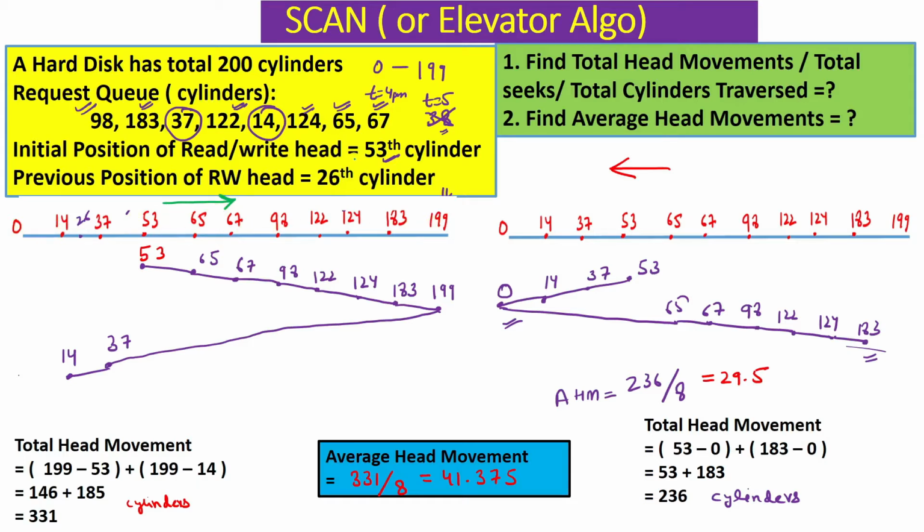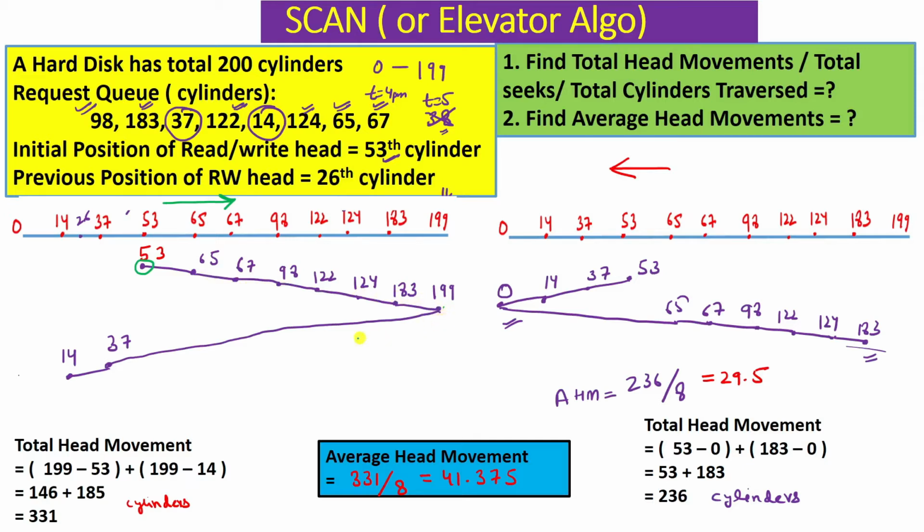So we saw that we were given 53 as the initial position of the read write head. So we started from the 53rd cylinder number, right? That is given to us as the initial position, and then we moved in this direction till 199, the last cylinder number in the scan algorithm. In between, all these requests were coming, so we fulfilled these requests.